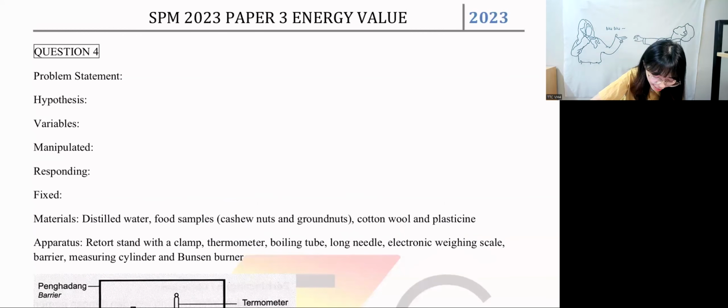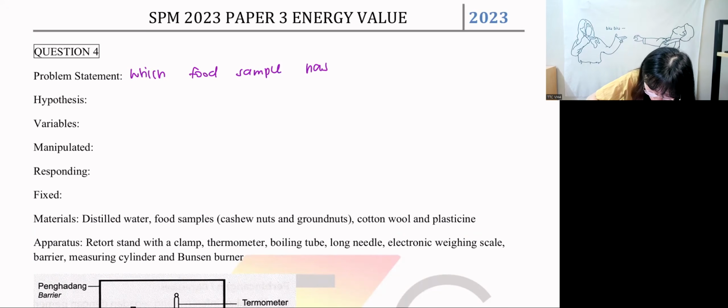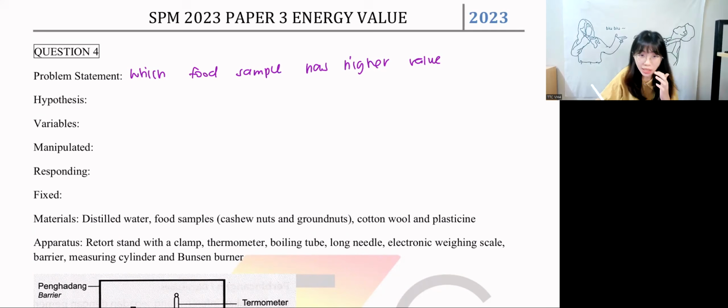In this experiment, you can also write: does cashew nut have the same energy value as ground nut? That can also work. If you don't know what to write, I would suggest writing the most general one. You can say, which food sample has higher energy value? This is the most general answer, because with or without doing the experiment, you are asking which type of food has the highest energy value.